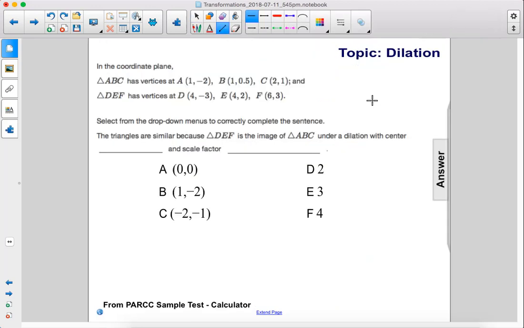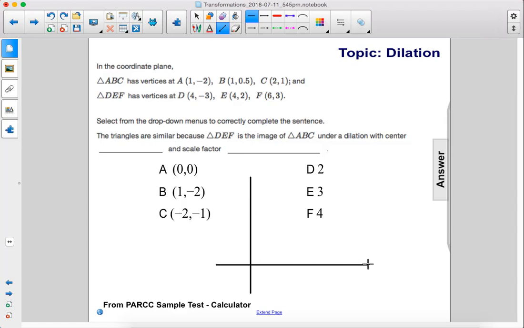In the coordinate plane, triangle ABC has vertices at (1, -2), (1, 0.5), and (2, 1). And triangle DEF has vertices at (4, -3), (4, 2), and (6, 3). Select from the drop-down menus to correctly complete the sentence. The triangles are similar because triangle DEF is the image of triangle ABC under a dilation with what center and what scale factor. In problems like these, I like to draw it out.